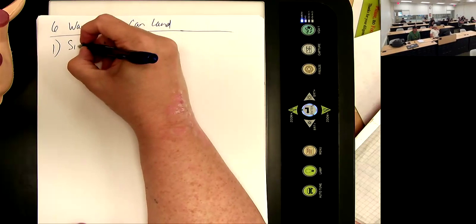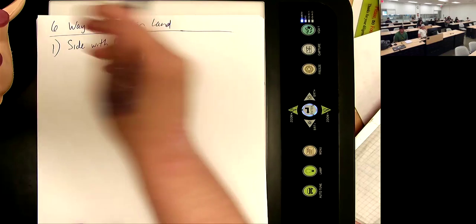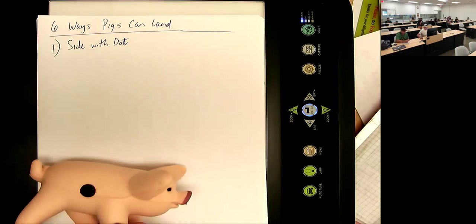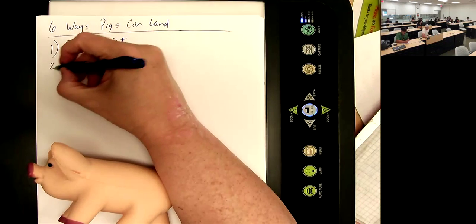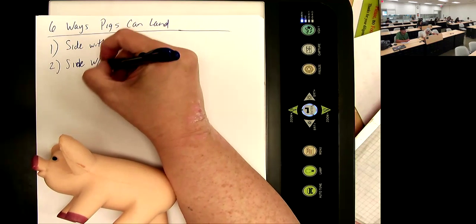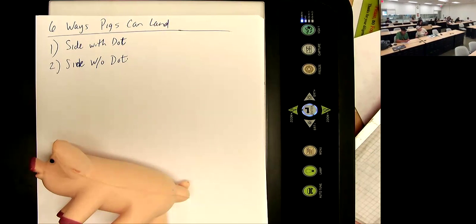Side with dot is the first outcome. That's where the pig lands on the side and the dot's on top. You'll want this list either on paper or on a computer, that works too. Outcome number 2, side without dot. It's kind of self-explanatory.